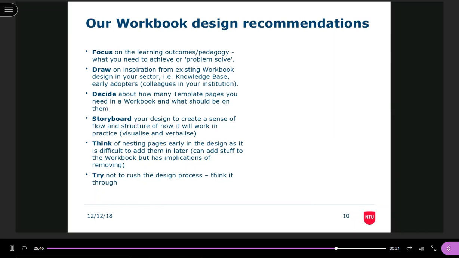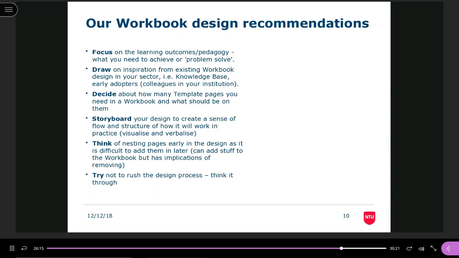The nesting pages part, you can add, but it'll cause complications a little bit later on. Obviously, you can add stuff, but we suggest not removing stuff, because if students have inputted data on there, that'll get removed, and generally it'll be very confusing for students using the workbook if too many changes are happening. But generally, think about nesting pages early in the design, and by nesting we mean that it's like a drop-down menu, so you've got the headings at the top, and then you click on one of them and it'll drop down into some other options.